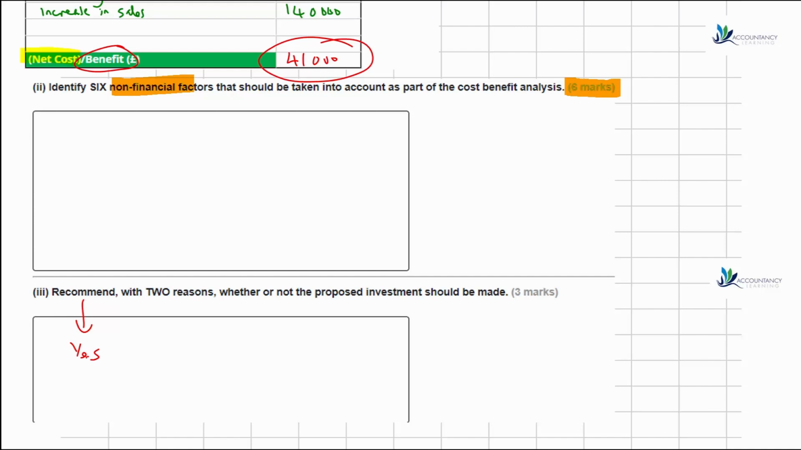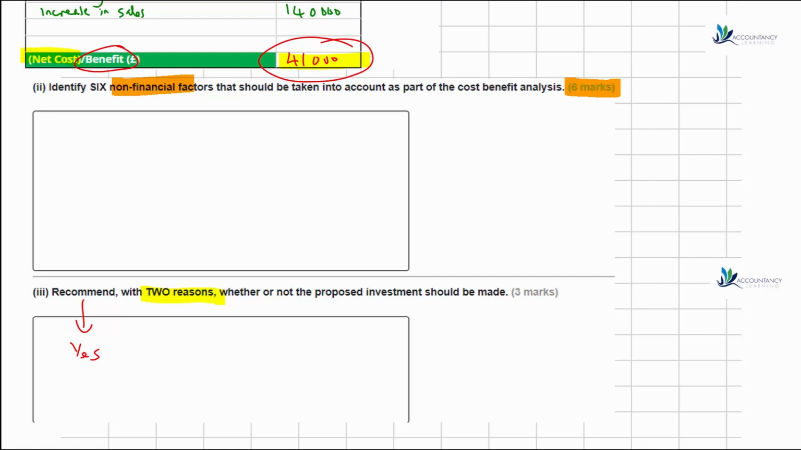Well, our cost benefit analysis gives us a positive number. We've got a net benefit, so go ahead. It's asking for 2 reasons for this. One of the reasons will be that we have a positive cost benefit analysis, so we've got an overall cash inflow as a result of this.